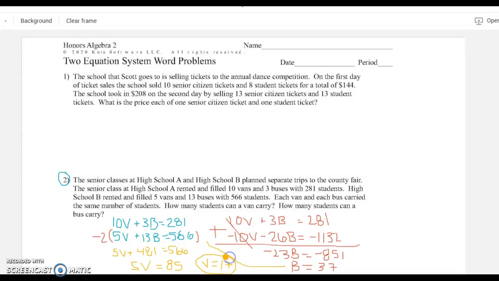I guess that does make sense. 17 kids on a van and 37 kids on each bus. So each van, V was for van, each van has 17 students. Actually, that sounds pretty crowded. And then each bus, B was for bus, so each bus has 37 students.